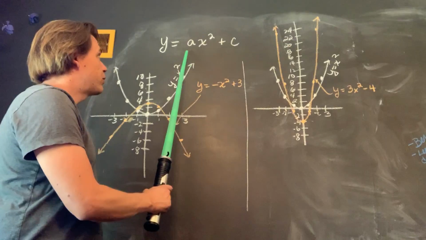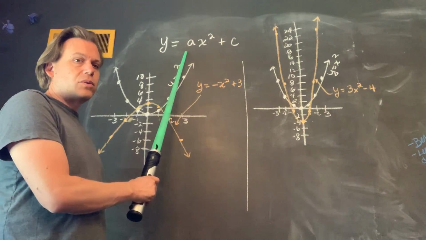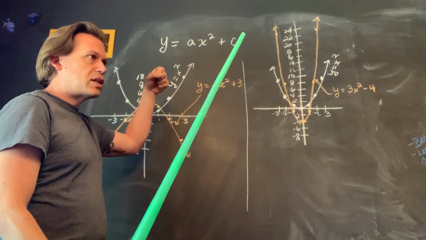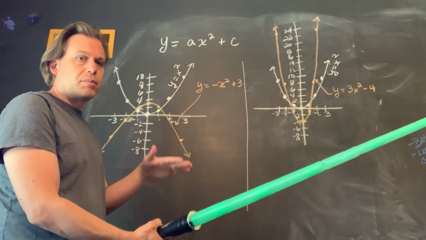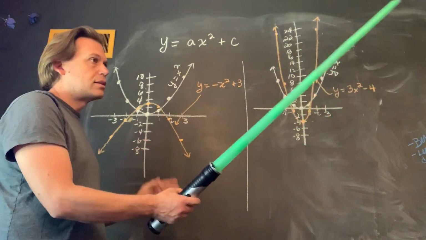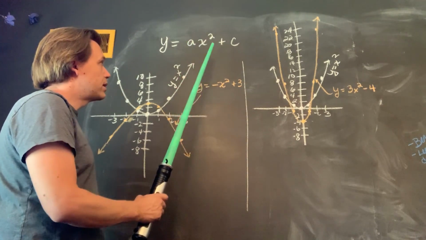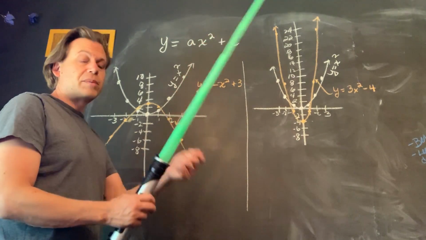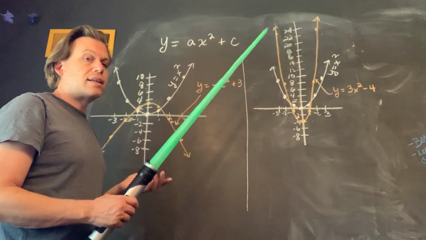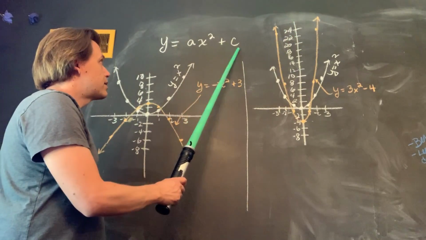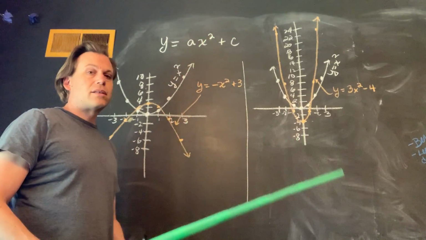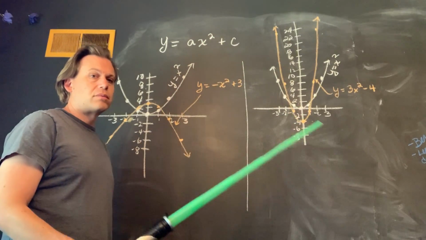So this number in front, the a, tells you if you're going to stretch the graph taller or squish it and compress it and make it flatter, depending on whether a is bigger than 1 or less than 1. And a can also flip the graph upside down if it's a negative number. And then the c value tells you whether to move the graph up or down.